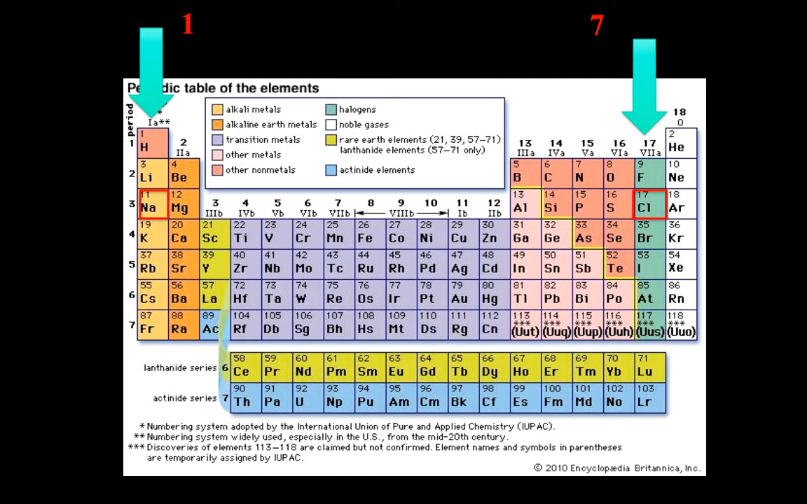So everything in group 1 combines with group 17 on a 1-to-1 ratio: one atom of sodium, one atom of chlorine; one atom of lithium, one atom of fluorine; one atom of potassium, one atom of bromine, to combine to make everything around us.